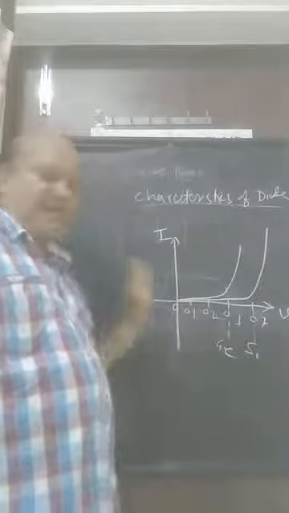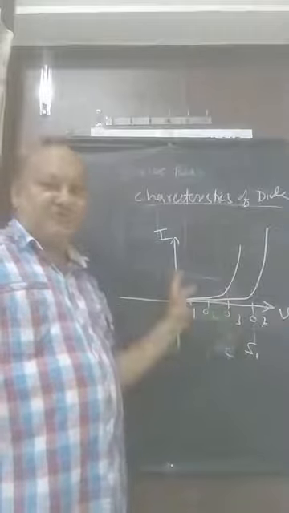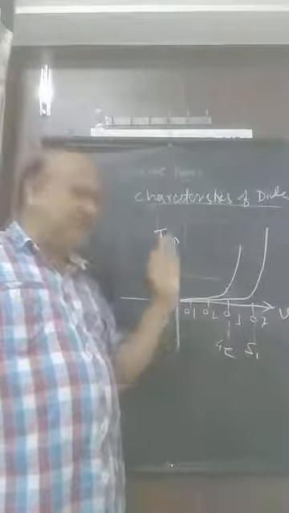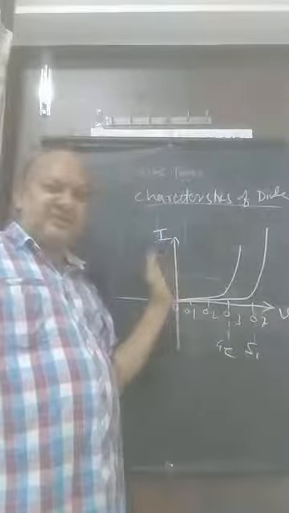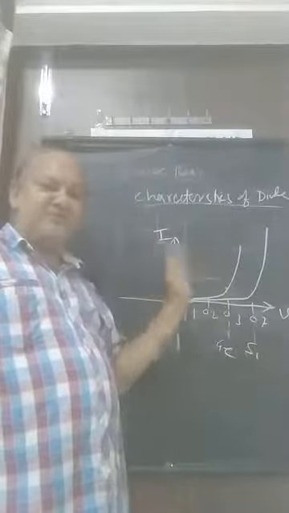Similarly, we can go for the reverse bias. For today it is sufficient. We will go once again through the characteristics of the diode, and later on we will go for the transistor.